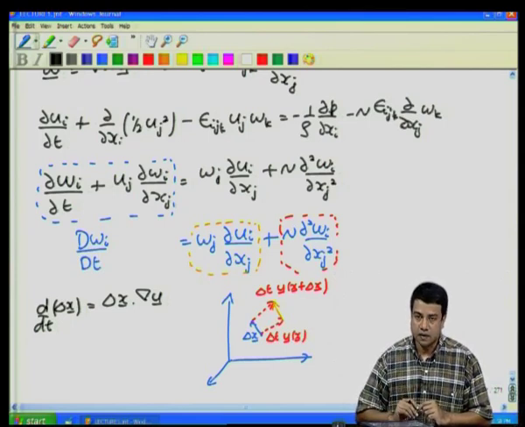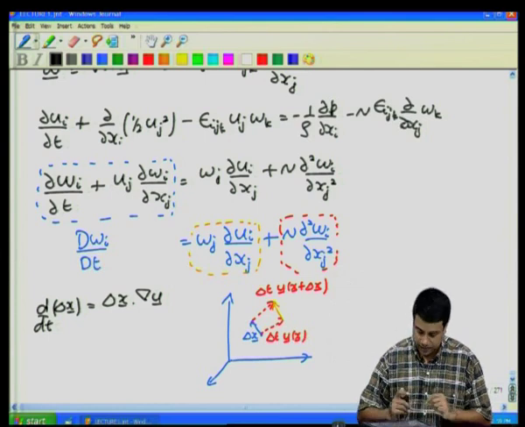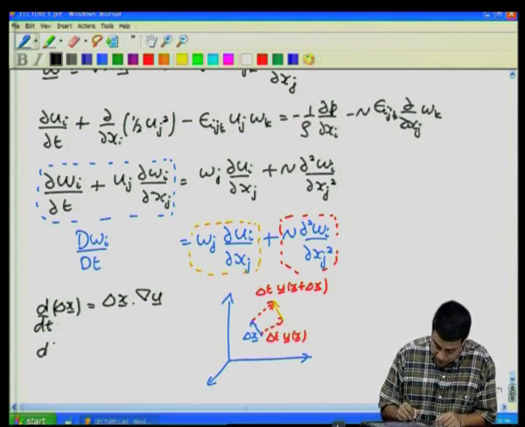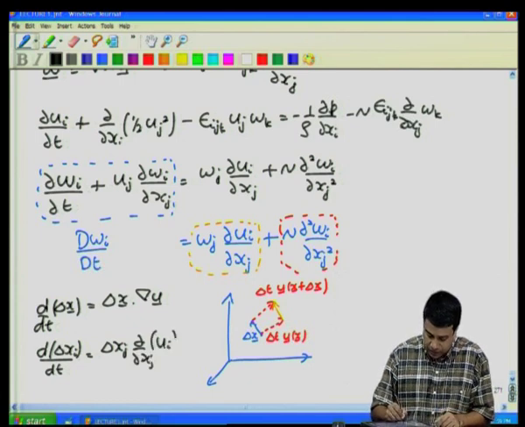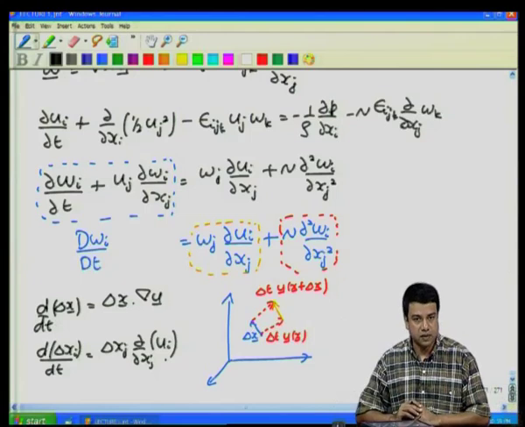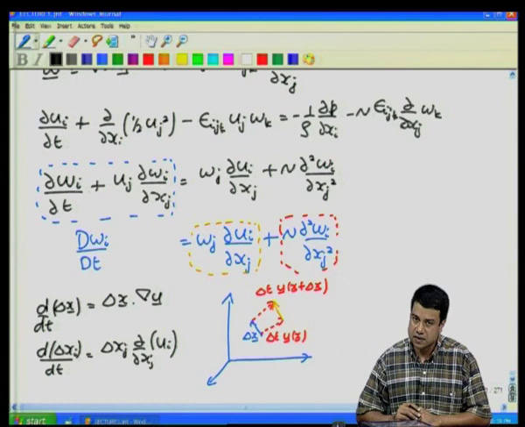However, if the fluid velocity varies with position, then there is a change in that line segment. Okay. Written in index notation, d delta x_i by dt is equal to delta x_j partial by partial x_j of u_i. Okay, that is written in vector notation as delta x dot grad u. The dot product is between delta x and the gradient.